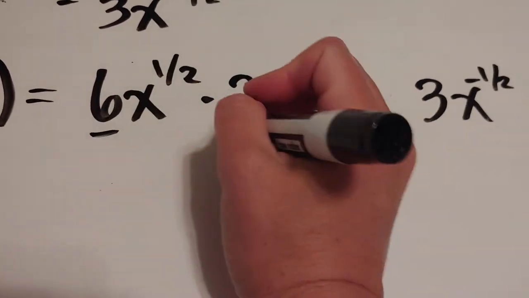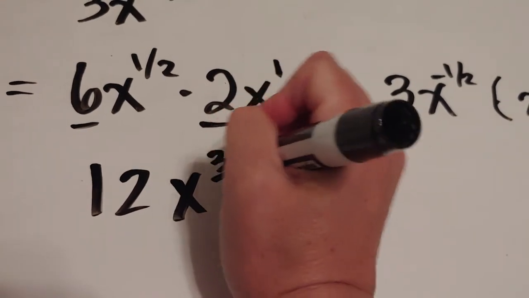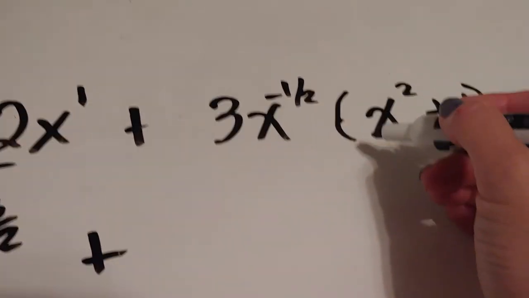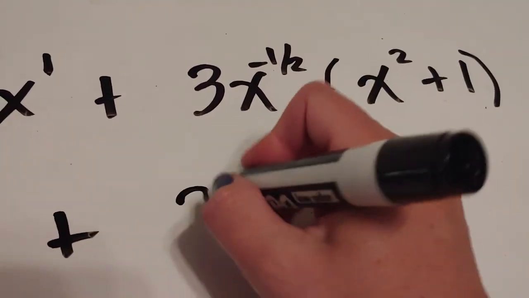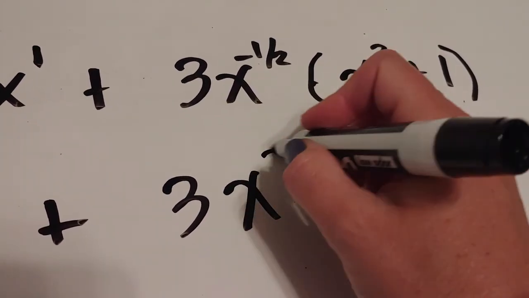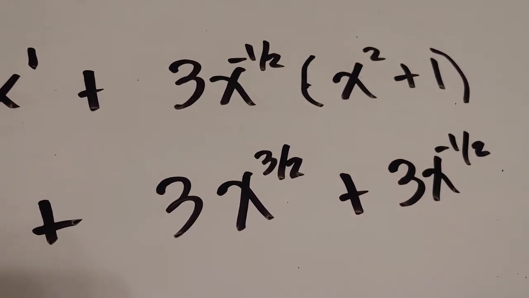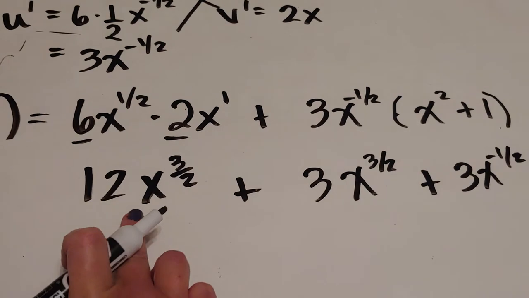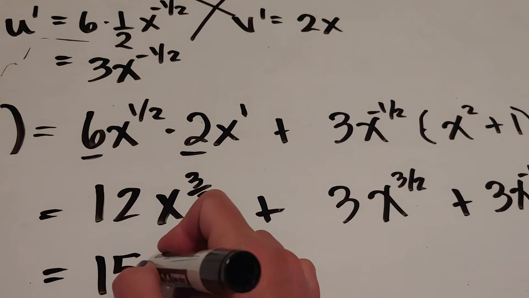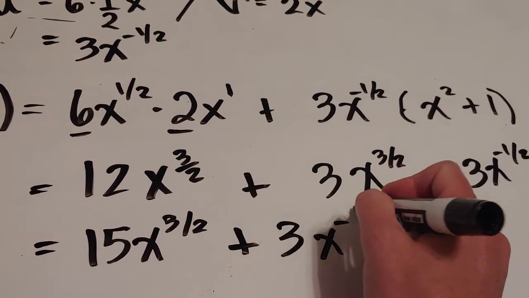So I'm going to have that 6 and that 2 is 12. 1 half plus 1 is 3 halves. Okay. Plus, and now I'm going to distribute this. So when I distribute it, I'd get 3. Now, x to the negative 1 half plus 2 is also x to the 3 halves plus 3x to the negative 1 half. All right. I've got 12. I've got 3. That means I have 15. So this would be 15x to the 3 halves plus 3x to the negative 1 half.